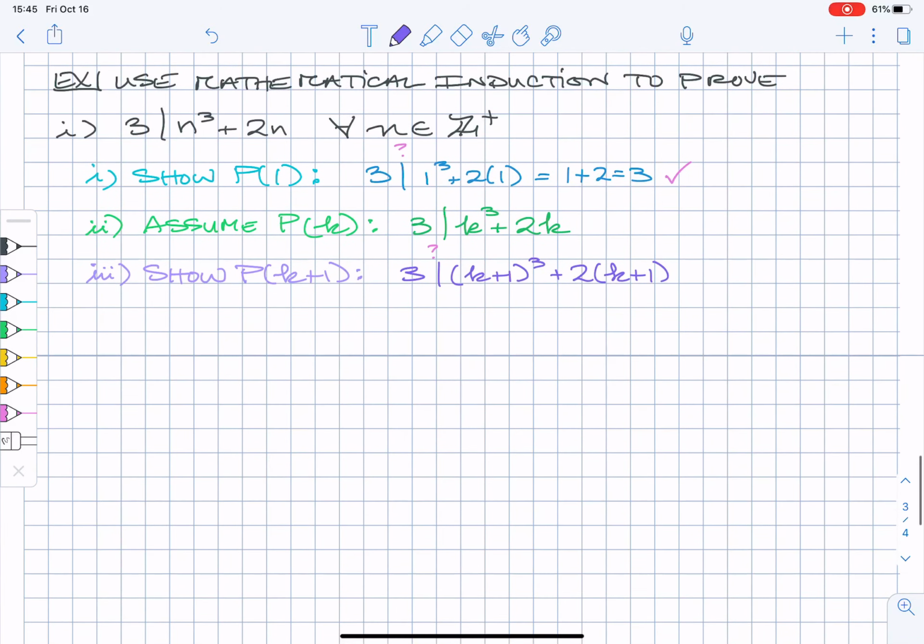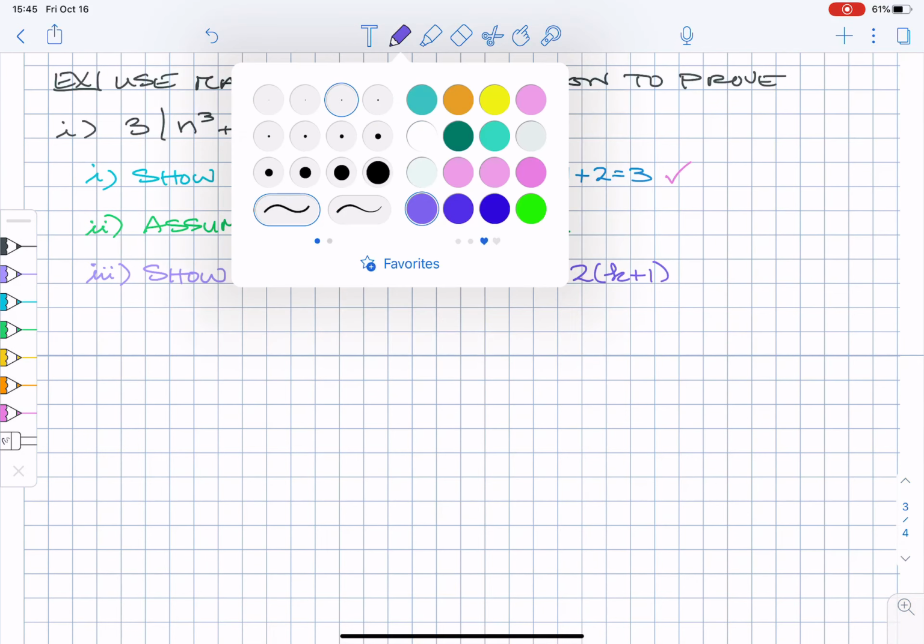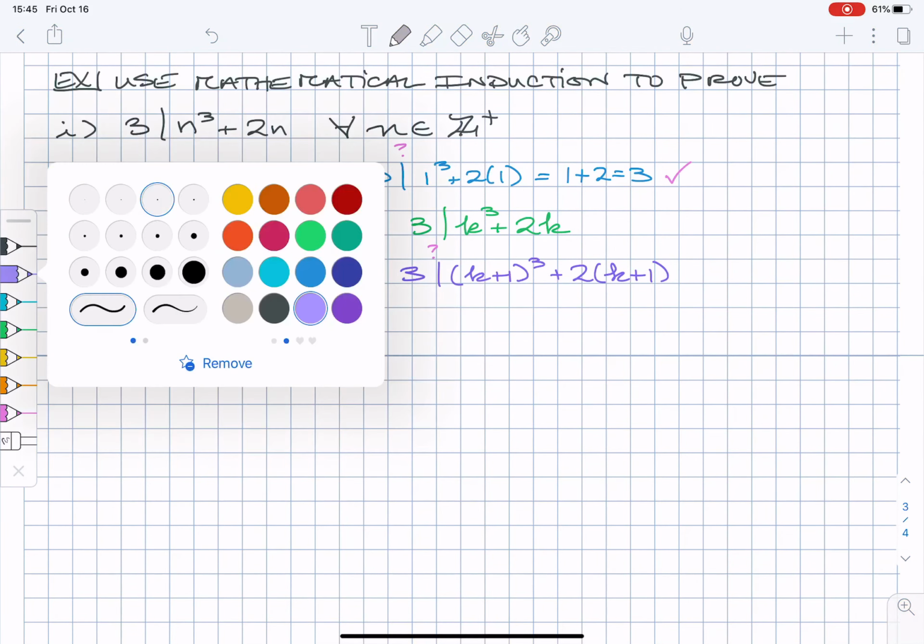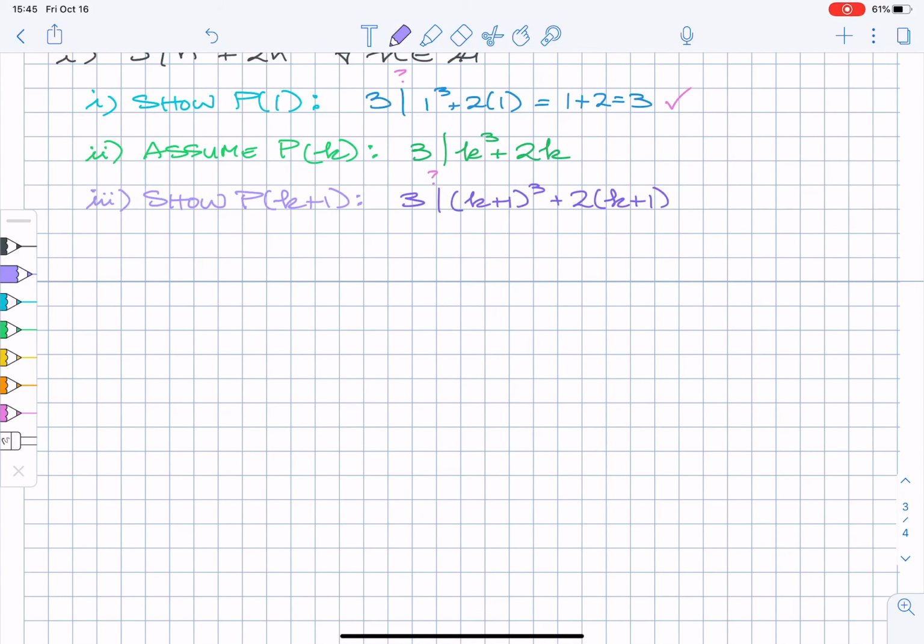Well, let's see. What is that equal to? How do I want to do this? So let's note k plus 1 cubed plus twice k plus 1 is equal to, actually no, I don't like that formatting. I'll just keep it the way it was.